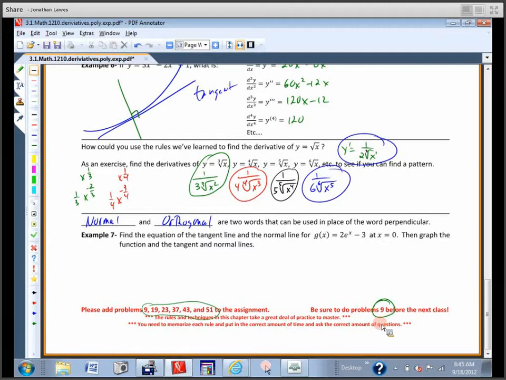And then just a general word of encouragement. Most of these rules that we're going to be learning in this chapter take a long time to get used to using.